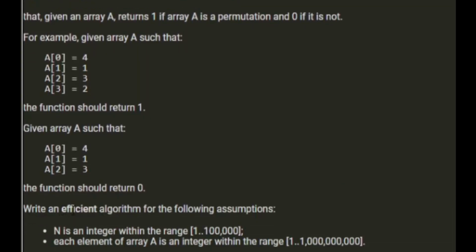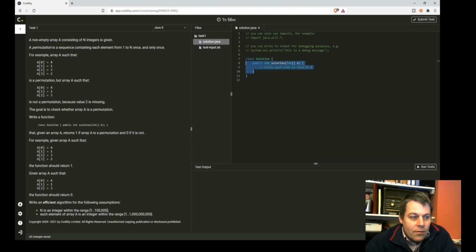I'll just check if that's going to be efficient with these constraints. N is an integer in the range of 1 to 100,000. So if we're dealing with an array of 100,000, I think we can deal with a hash set of a similar size. And each element in the array is an integer within the range of 1 to 1 billion. But that's a bit irrelevant because for it to be a permutation, the maximum value that matters is 100,000. If we see a number higher than the length of the array, we can immediately return false as well, because it's a permutation if it contains every number from 1 to the length of the array. So let's have a look at that.